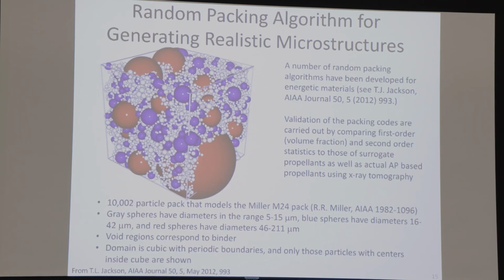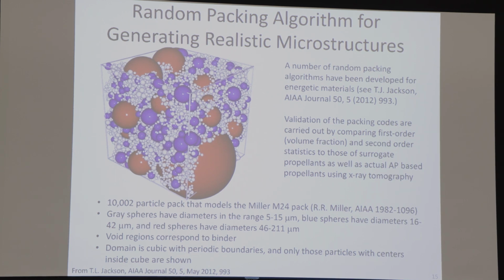So here you can see their packing algorithm. What's shown here is the different sizes of the AP particles. I think this actually has aluminum particles in it as well, or they may have put aluminum particles in. The gray spheres have diameters in the range of 5 to 15, the blue spheres have diameters of 16 to 42, and the red spheres have diameters of 46 to 211. In this particular case, it was just an AP HTPB model, so where you don't see anything is where the binder is located in the model.